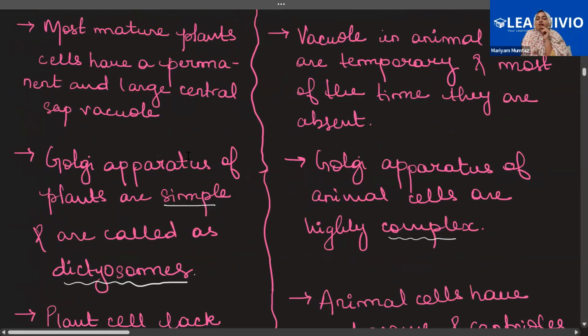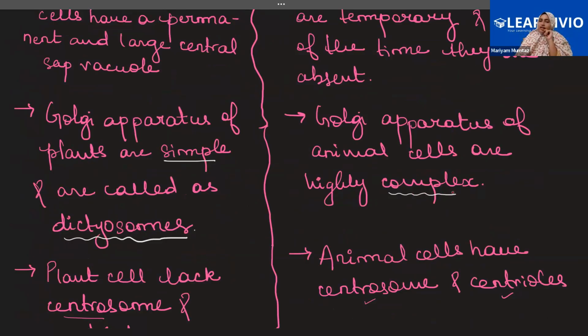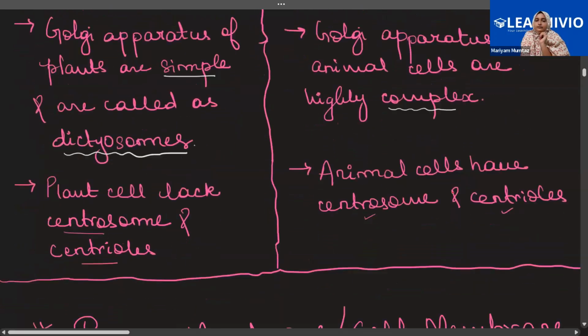Now, the Golgi apparatus of plants is simple and we call it dictyosomes, whereas the Golgi apparatus of animals is highly complex. So it is called Golgi apparatus in animals, but we call it dictyosomes in the case of plants. All of these things you will study later on.